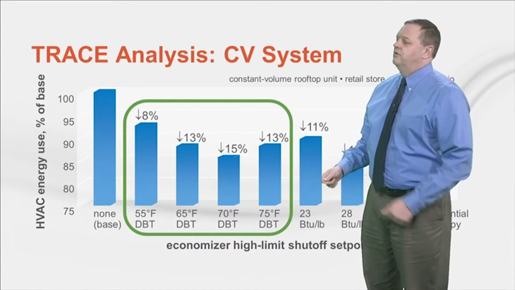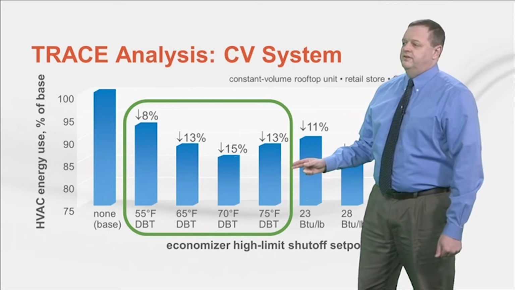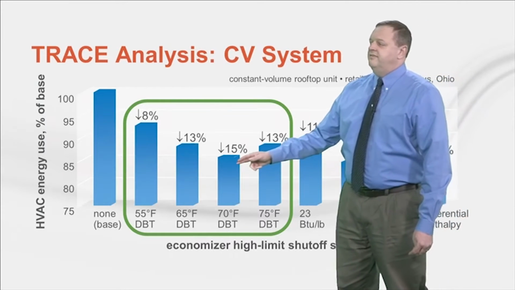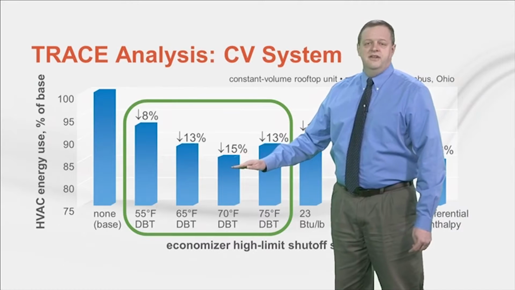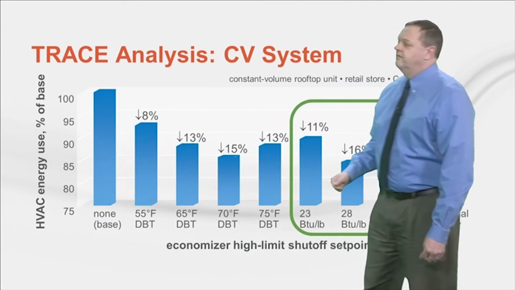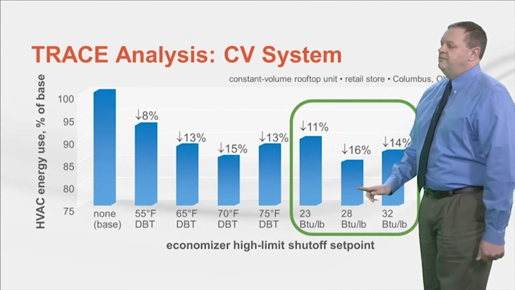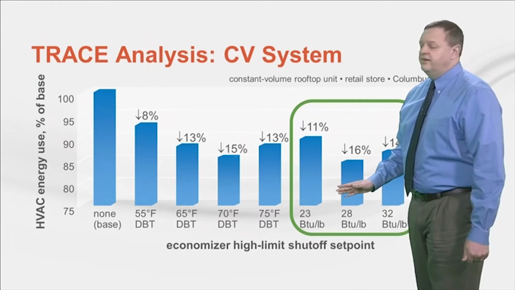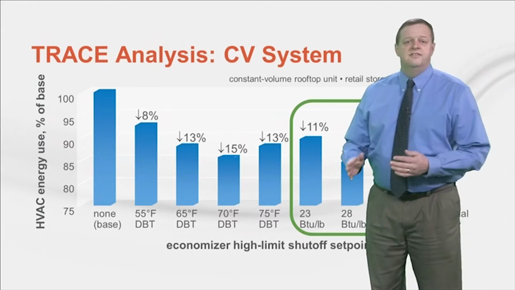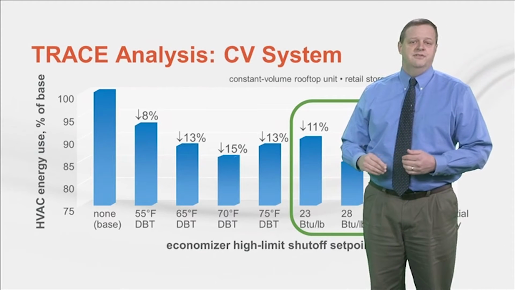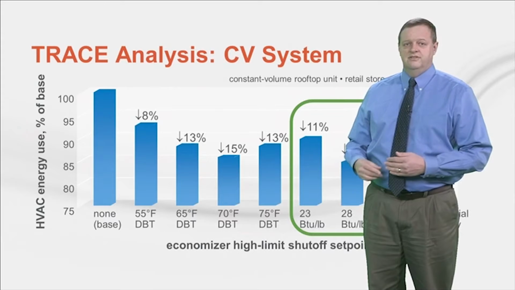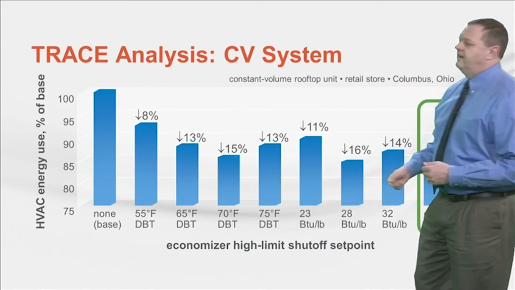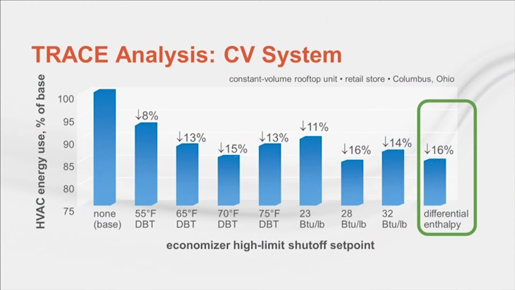For fixed dry bulb control, we modeled several different set points. For this climate, the 70-degree set point resulted in the most energy savings. For fixed enthalpy control, the 28 BTUs per pound set point was the best. Now, if you remember from Eric's discussion of Standard 90.1, these are the same as what's required for Climate Zone 5A, which is where Columbus is located. Finally, differential enthalpy resulted in the most energy savings, but not all that much better than the other strategies.